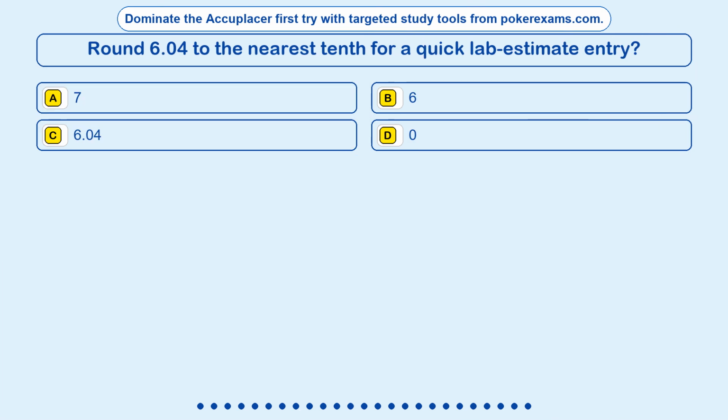Question 3. Round 6.04 to the nearest tenth for a quick lab estimate entry. Option A, 7. Option B, 6. Option C, 6.04. Option D, 0.